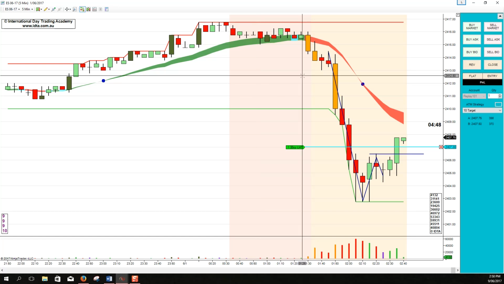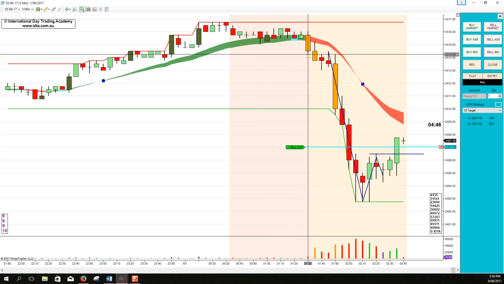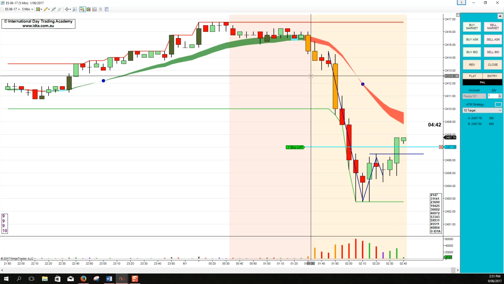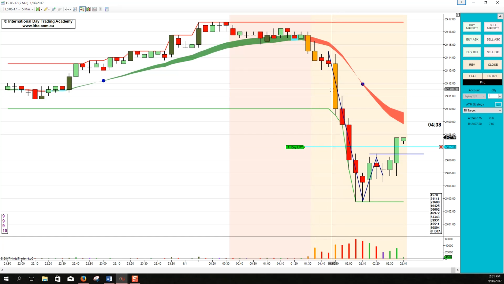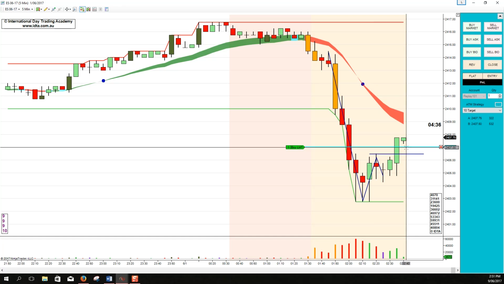One of the things that you'll notice, and you'll notice it up here as well, we had our bias switch reversal here. It's retraced back 4 ticks. We've got our continuation here, it's retraced back 4 ticks. So this one here, I'm going to try for a 3 tick retrace.